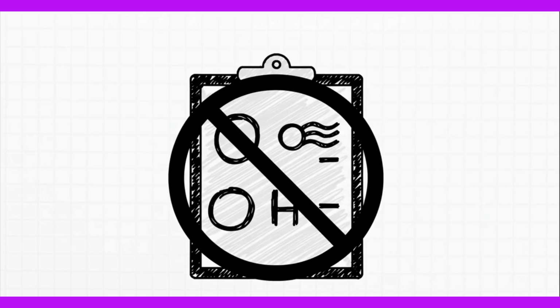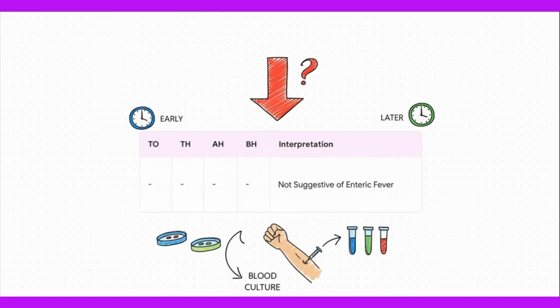All right, last scenario, and this is the simplest one. What if the report comes back and all the titers are below that significant threshold? Everything's negative. So, as you'd probably guess, this result is interpreted as not suggestive of enteric fever. But, and this is super important, your clinical judgment is paramount. If the patient's symptoms are screaming enteric fever, it's totally possible the test was just done too early for antibodies to even develop. In that case, the recommendation is to either repeat the test in a week or just move on to the gold standard, the blood culture.